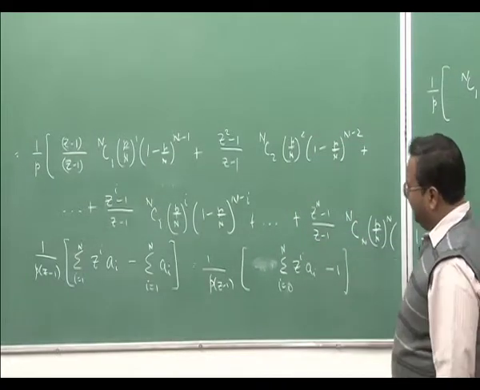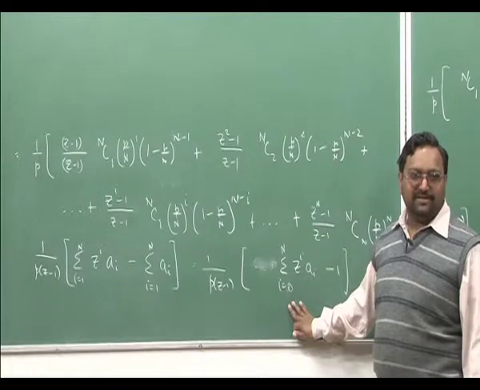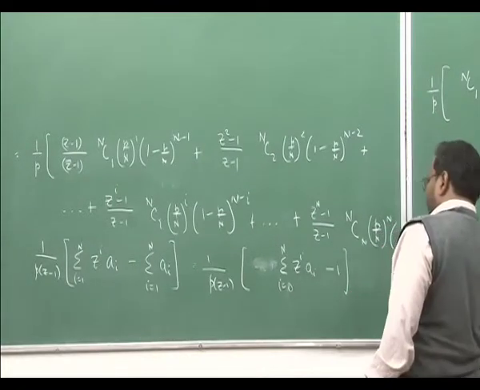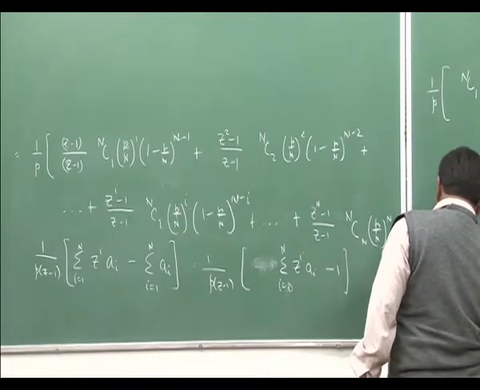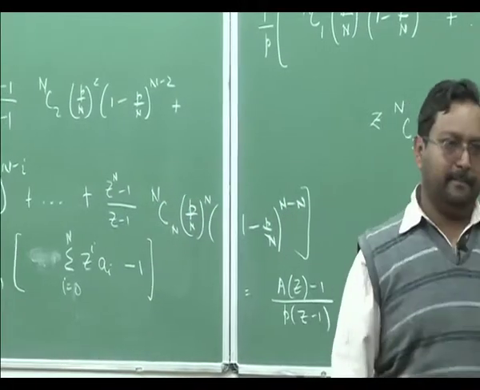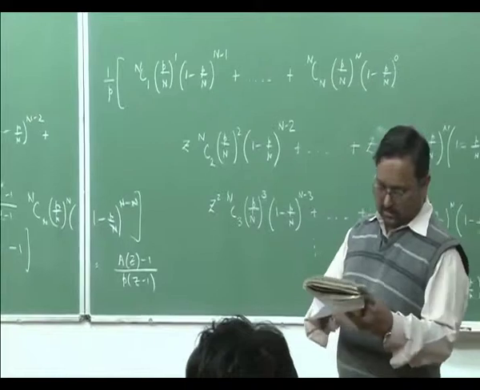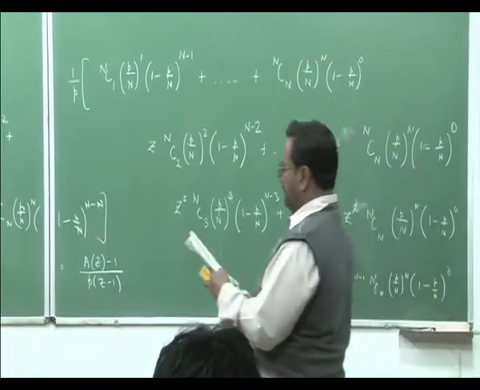and this is nothing but a probability generating function of a_i, A(z). So expression will be A(z) minus 1 divided by P(z minus 1), that's W2(z). Okay. So I can now combine these two things together.